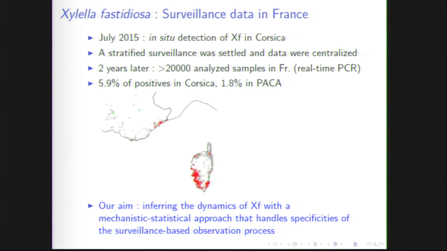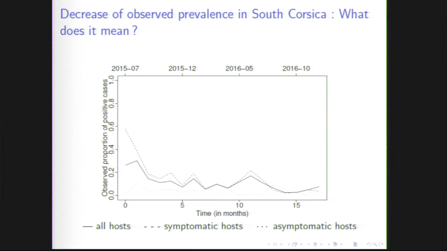Okay. And our aim was to infer the dynamics of Xylella fastidiosa with a mechanistic statistical approach that handled the specificities of the surveillance-based observation process. In this approach, we acknowledge the difference between the dynamics of the detection and the dynamics of the disease, and we try to understand what happens.